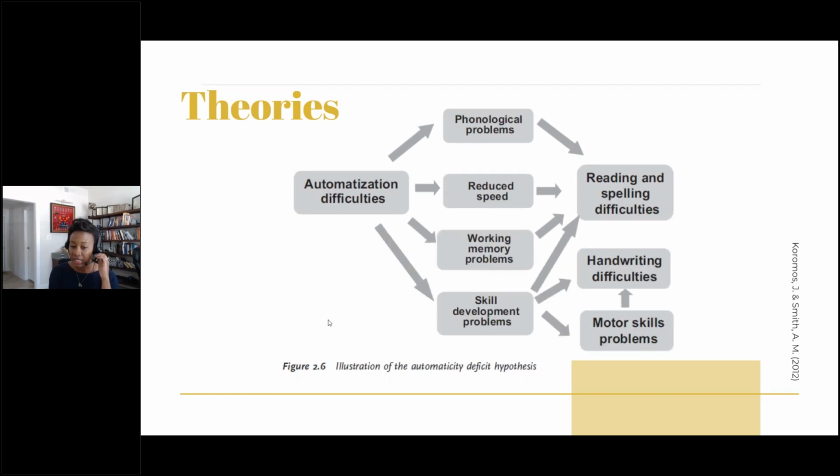If we look at the automaticity deficit hypothesis, we will see that the speed of automation impacts phonological problems, reduced speed, working memory problems, skill development problems. And not only does it impact reading and spelling, but it can impact handwriting and motor skill problems. So for those of you who are instructors, I wonder what's going through your mind right now. I wonder if there are some students that you had and this is sounding very familiar.